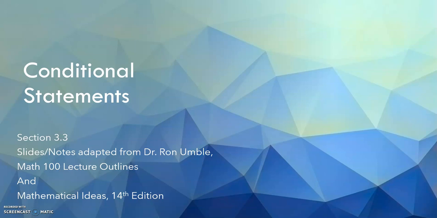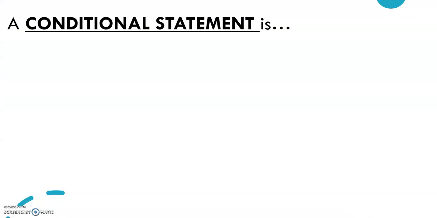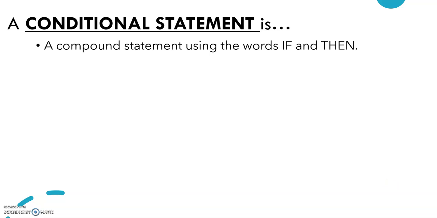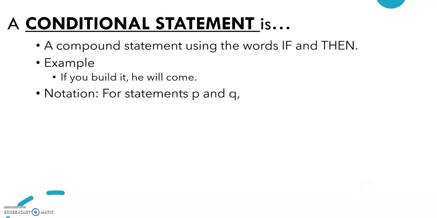Section 3.3, Conditional Statements. A conditional statement is a compound statement using the words if and then. Example: if you build it, he will come, from the great Kevin Costner film, Field of Dreams. Notation: for statements P and Q, P implies Q.